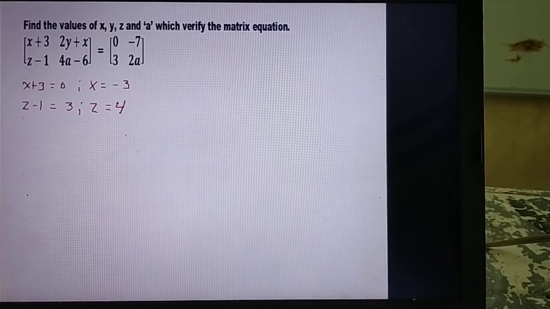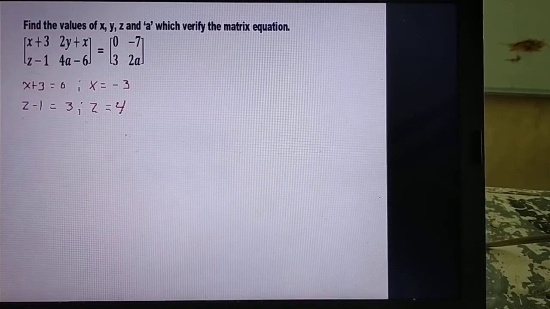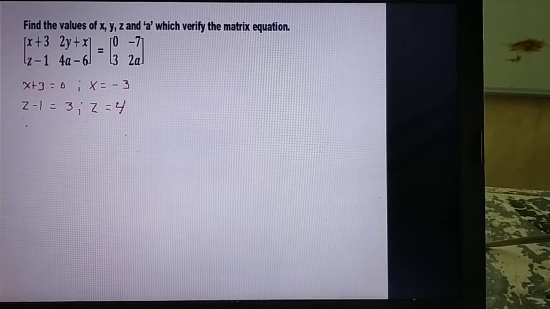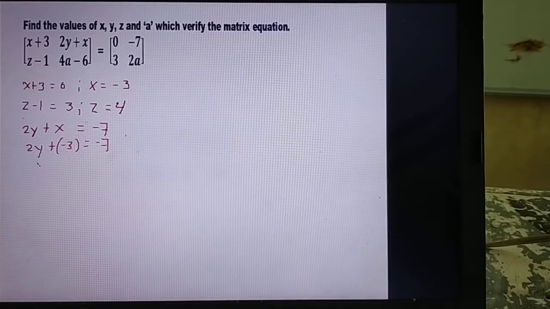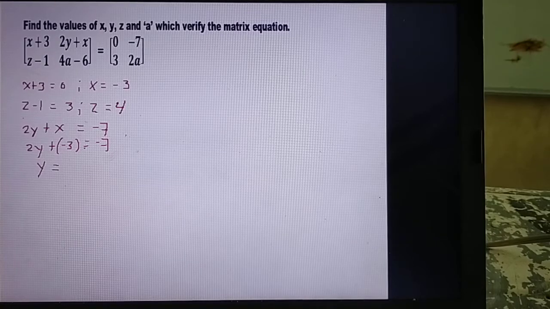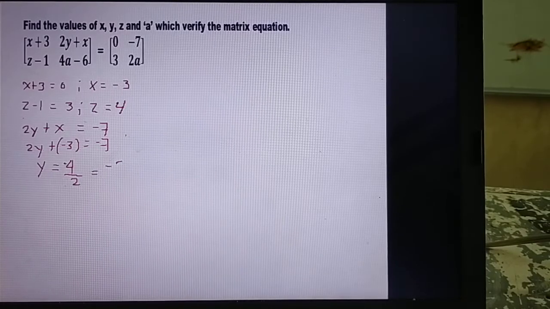Then y plus x is equal to -7. Then we have the value of x, then 2y plus the value of x, which is -3, equals -7. Then y is equal to -4 over 2, that is -2.